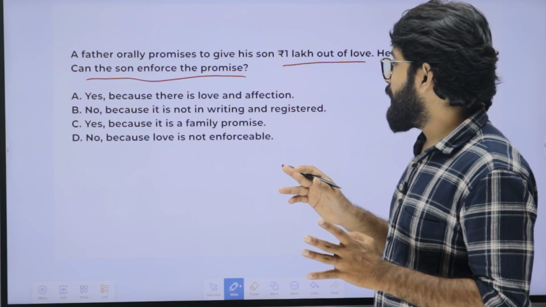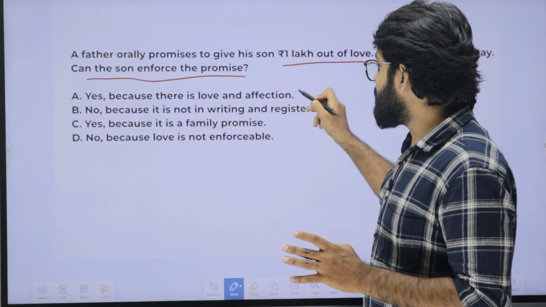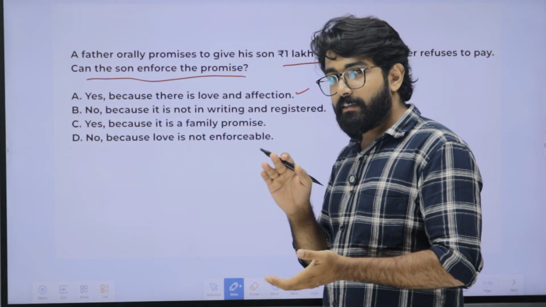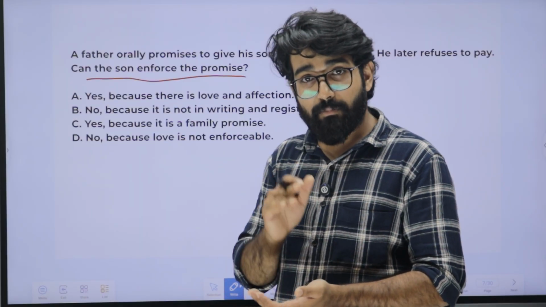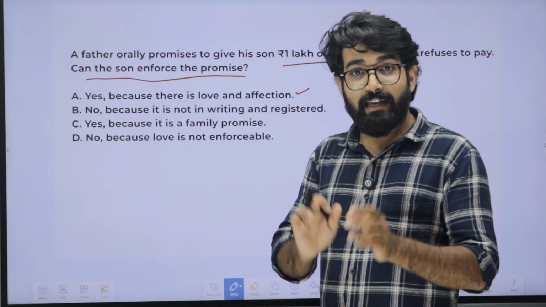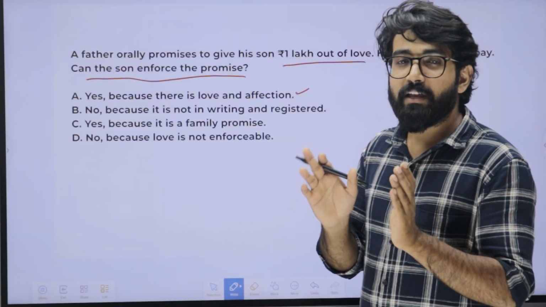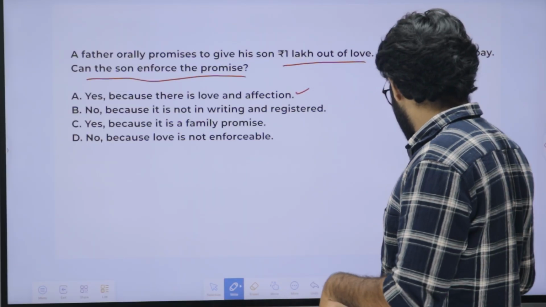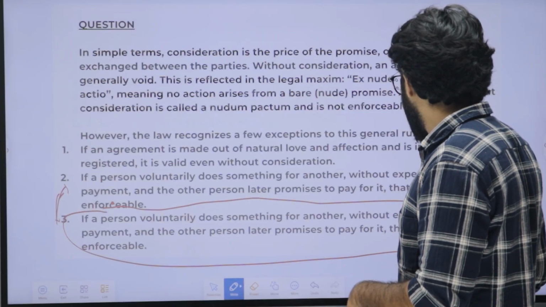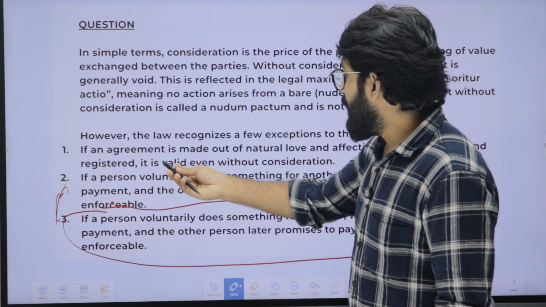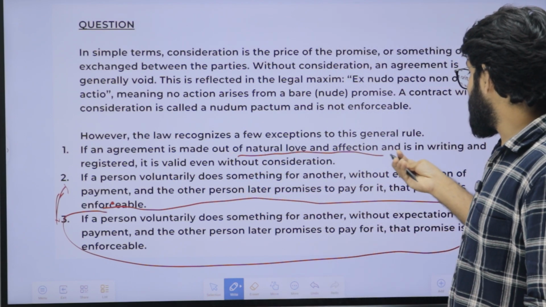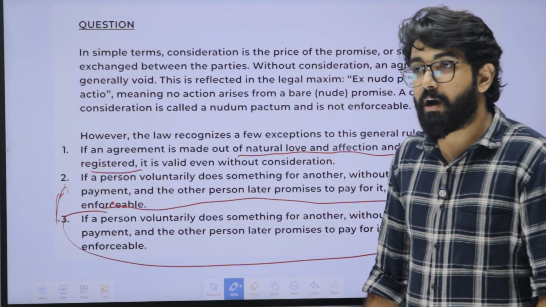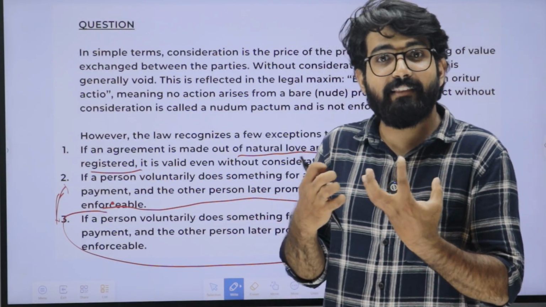Most of you might rush and write yes because there is love and affection. Some of you might write that as your answer. But the problem with that is, in the passage and even in my slide, it is clearly mentioned that it should be registered and in writing. An agreement made out of natural love and affection, in writing and registered, is valid. So the passage tells you that it should be like that.